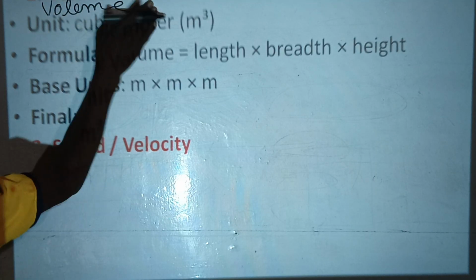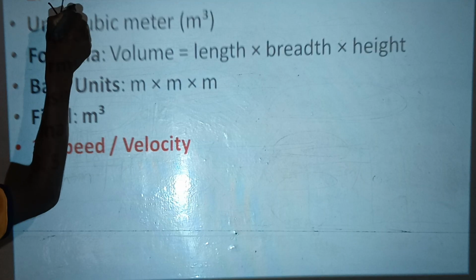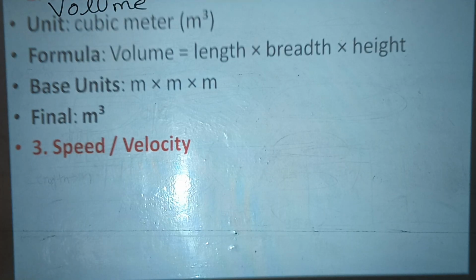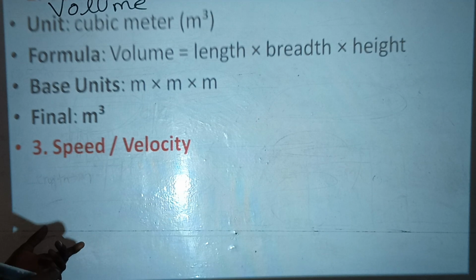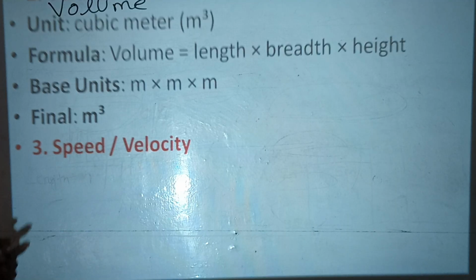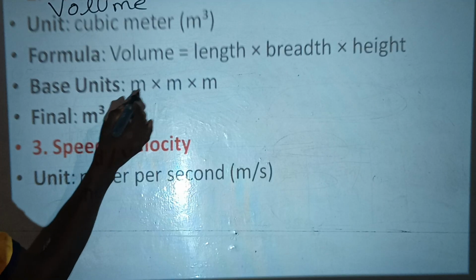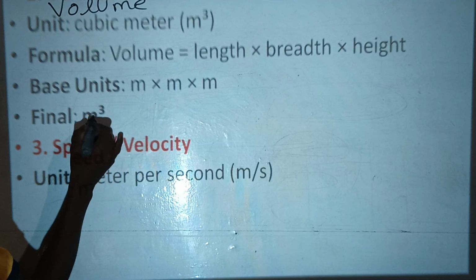Okay, volume. Once again, I will write here the volume. Volume is measured as length into breadth into height. Length is measured in meters, breadth is measured in meters, and height is measured in meters. So the unit is going to be meter cube.